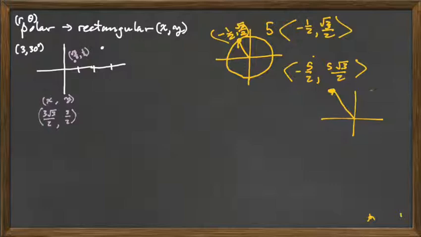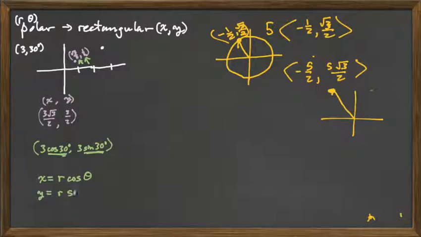Is this hard? No. You can actually write it a different way. You can say 3 times cosine of 30 degrees, and 3 times sine of 30 degrees. This is not news to you. You know that rad 3 over 2 is cosine of 30 degrees. You know that 1/2 is sine of 30 degrees. See? Rad 3 over 2 and 1/2. And if you guys still are lost, you can use a formula. x will be r times cosine of theta. And y would be r times sine of theta.